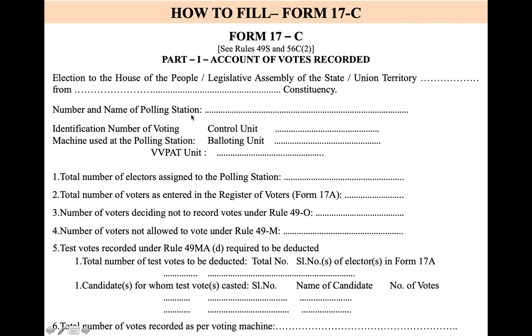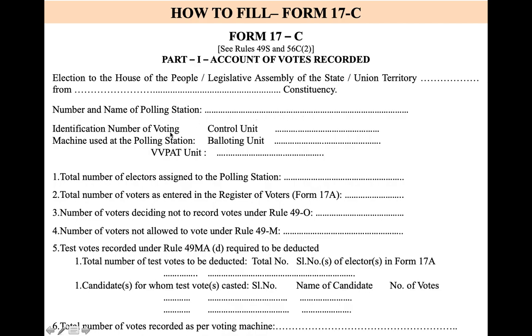Every polling station is designated with a number which is also known as part number, and this detail you will get from the electoral roll. In the electoral roll, the name of the polling station and its part number is given. So that detail you have to fill here in the second row.